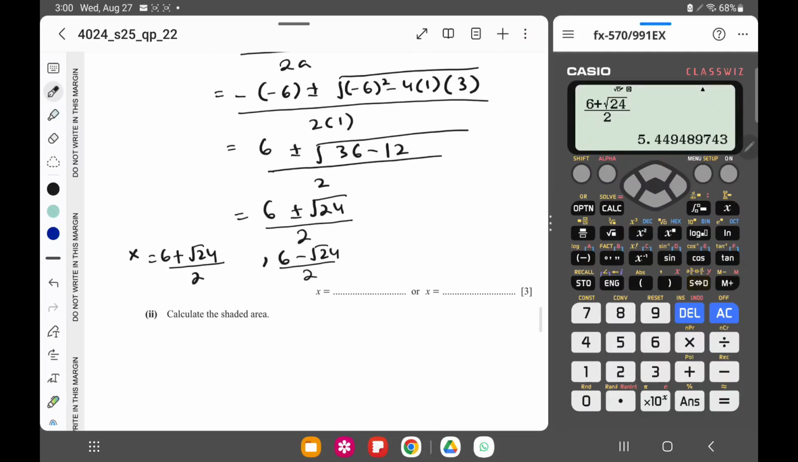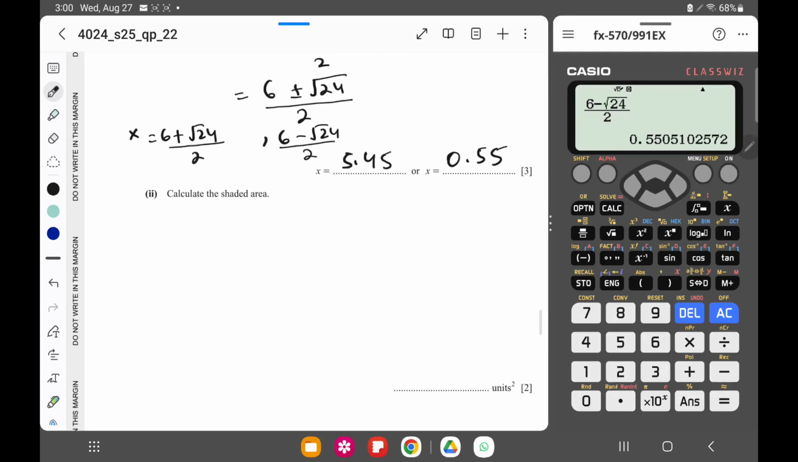So that's why you are just writing down 5.449, which means 5.45. And the next number is 6 minus square root 24 upon 2, which equals 3 minus square root 6, and 0.550 means 0.55.